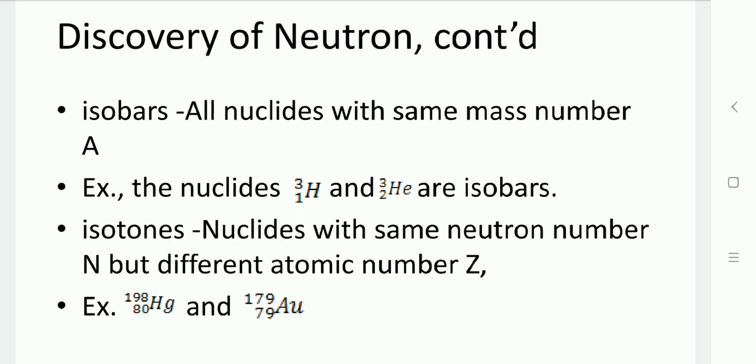And nuclides which have the same neutron number N but a different atomic number Z are known as isotones. For example, 198 80 Hg and 197 79 Au.